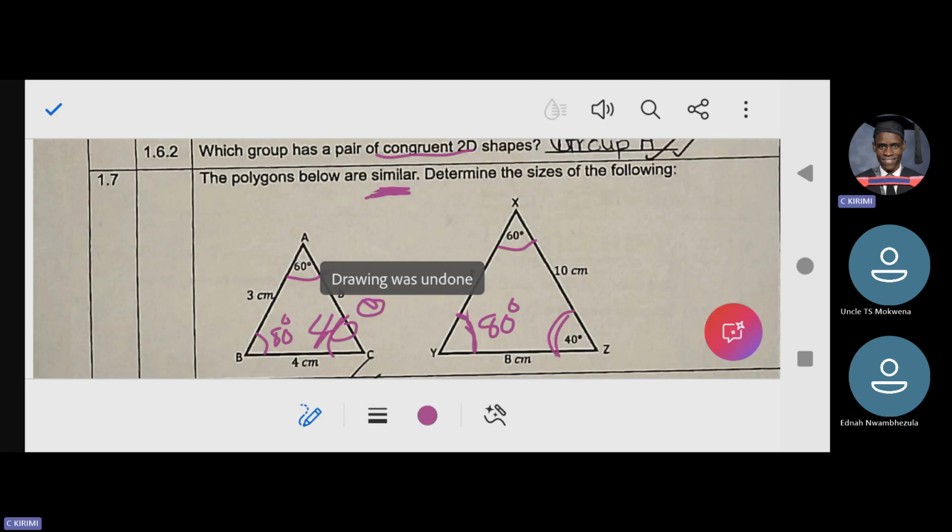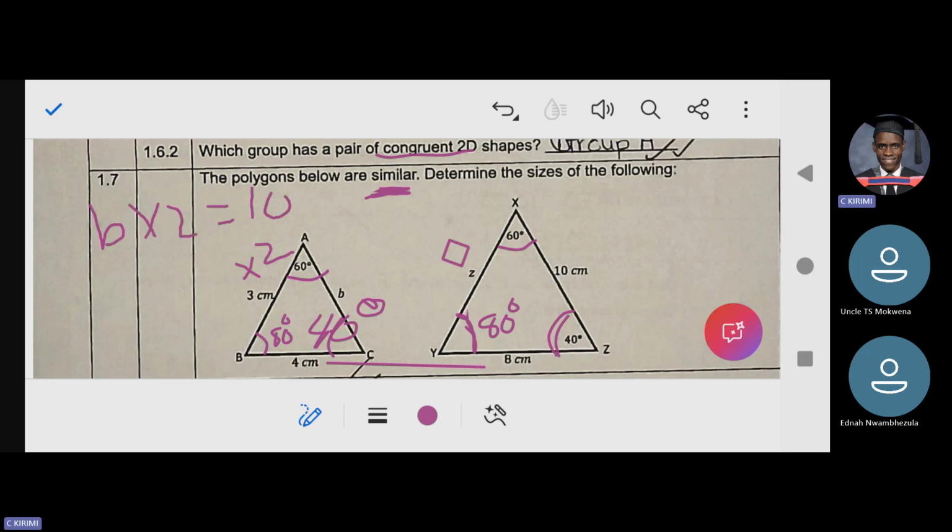So if I multiply 3 times 2, I get 6 centimeters here. 4 times 2, I get 8. Then B times 2, I am getting 10. So what is B? B is 5. So B is equal to 5. So that's how you attempt this problem.